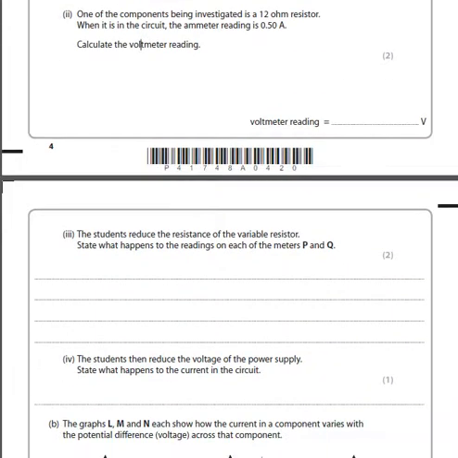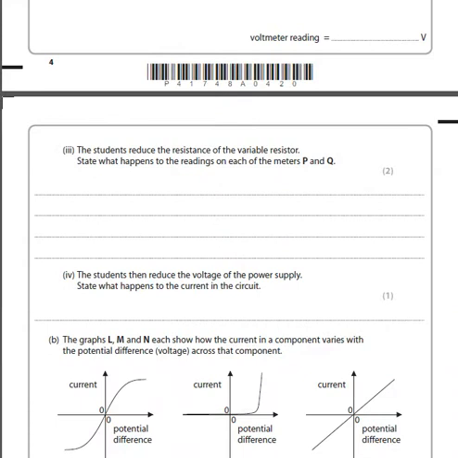Okay, it then says the students then reduce the voltage of the power supply. State what happens to the current in the circuit. Well, we talk about voltage as being the push that makes the current flow. And clearly, if we reduce the push that makes the current flow, we're going to get less current. So the current reduces for part 4 there.